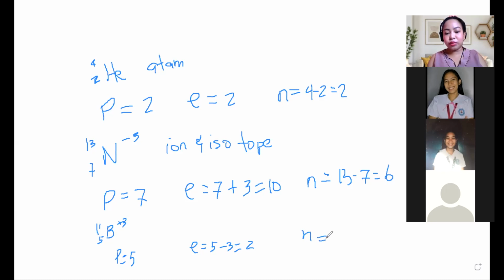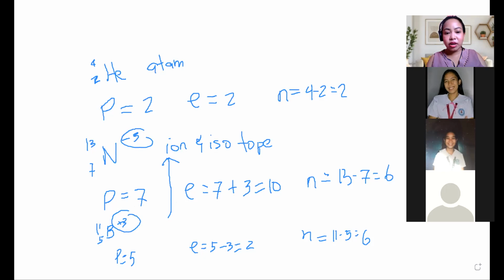Neutron is equal to 11 minus 5 is equal to 6. So, they are the same, ion and isotope. They are both ion and isotope. So, an ion could be a positively charged particle or a negatively charged particle. So, those are the two types of ion.